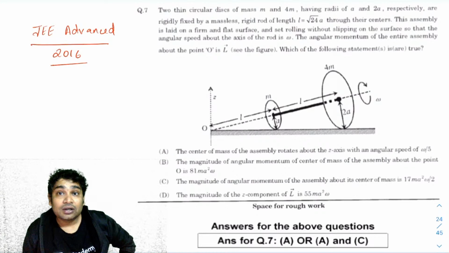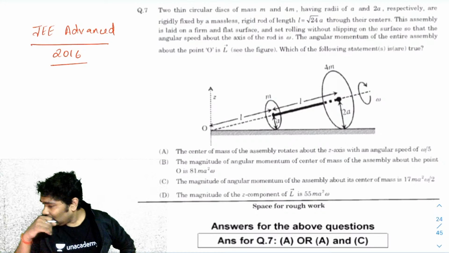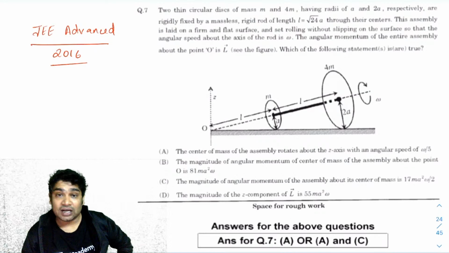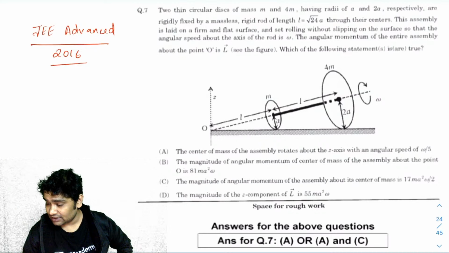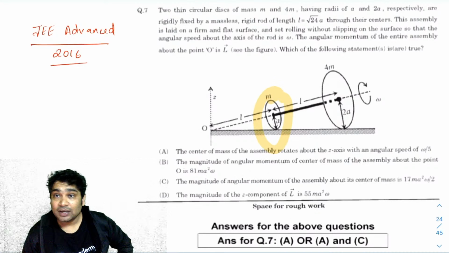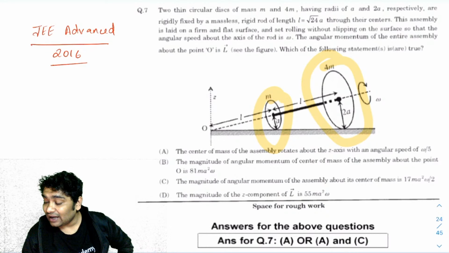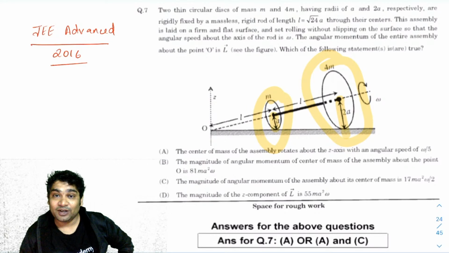Now, this is the question. The question says: two thin circular discs of mass m and 4m. So this is a disc which has mass m, and this is a disc that has mass 4m. They have radii of a and 2a respectively.